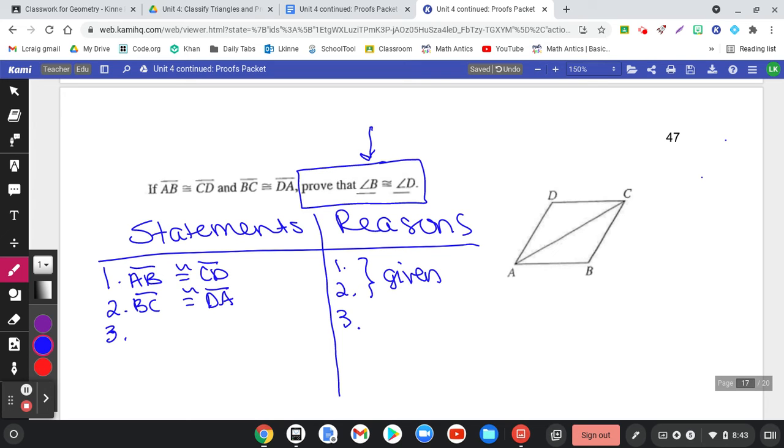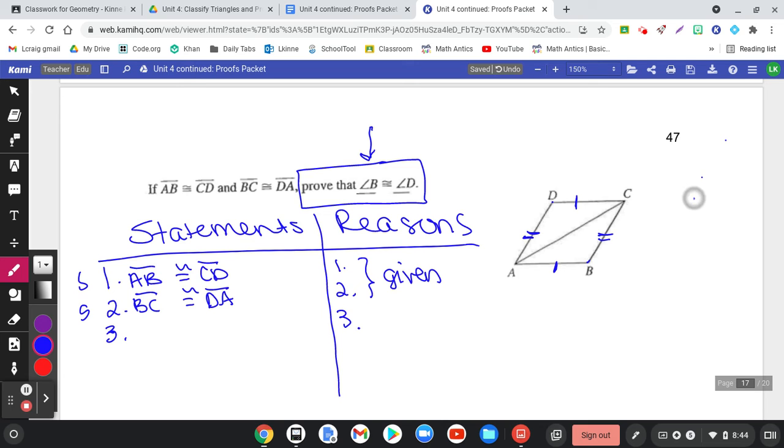Okay, so AB is congruent to CD. All right, so we have a side. BC is congruent to DA. We have another side. Awesome. We want to prove angle B is congruent to angle D. It didn't tell us that. It wants us to prove that. Well, if you prove the two triangles are the same, then any parts are the same. So we're going back to a CPCTC.